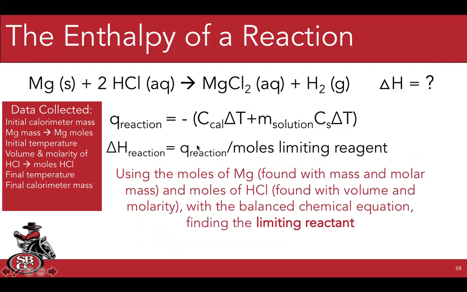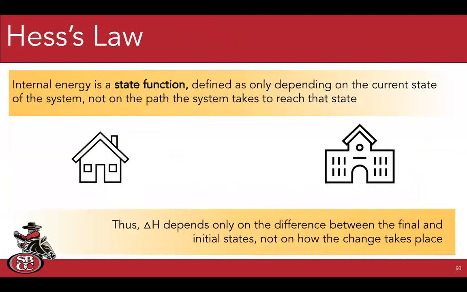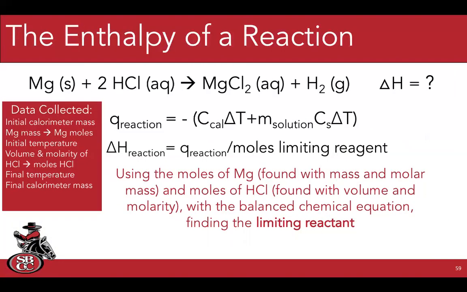And so finally, we're solving for Q. So we plug all this data in, we get a number, we flip the sign to get Q of reaction, and then we take that number and divide it by those moles of limiting reagent. So we find the moles of magnesium using the mass and the molar mass of magnesium from our periodic table, and moles of HCl found with the volume of HCl and the molarity of the solution. And then using this balanced chemical equation and stoichiometry, we can determine what the limiting reagent is, what's going to run out first. So that's how we're going to determine delta H of our reaction.